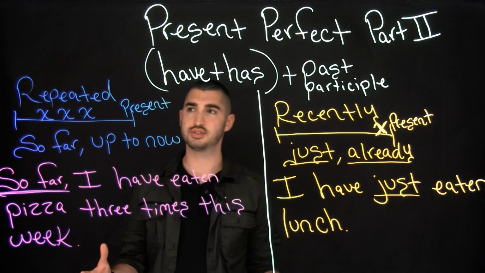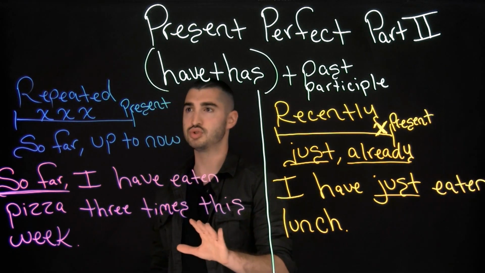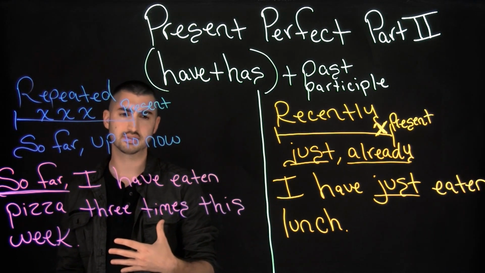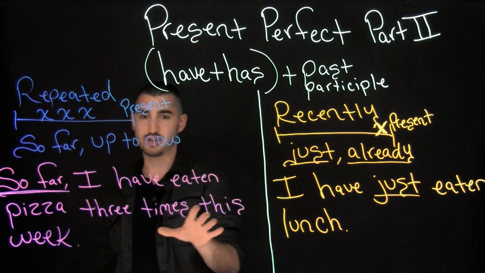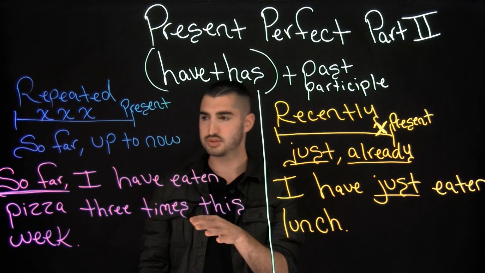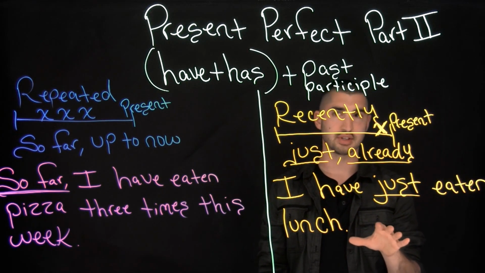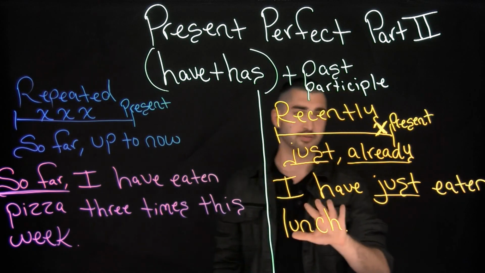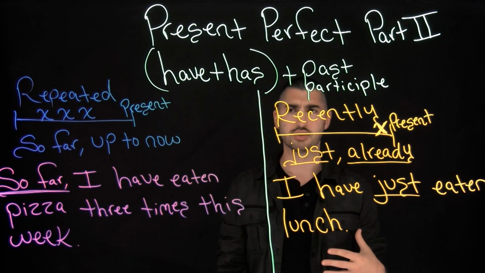And to summarize here in this video, you can use the present perfect to describe repeated actions, so things that happen repeatedly in the past. So for example, I've eaten pizza 3 times this week. So I already did it 3 times so far. And then we can also use it to describe actions that happened recently, like an immediate past. I have just eaten lunch. So that action just happened.